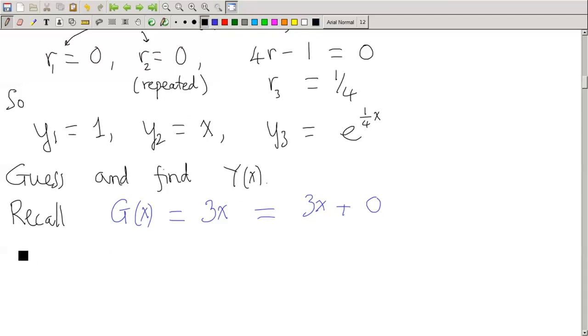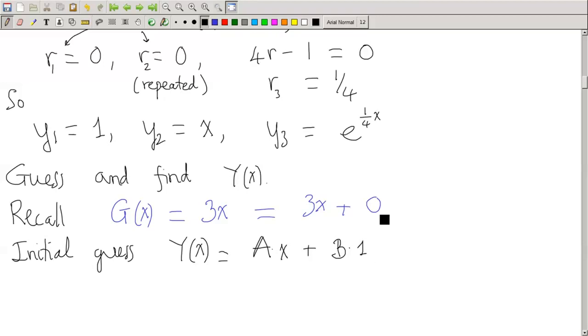And once we have this, we will have the initial guess. Capital Y is a times x plus b times 1. The 0 here is actually the coefficient, 0 times the constant 1 here. We need to make it clear. This is 3 times x plus 0 times 1, and that's why the initial guess.